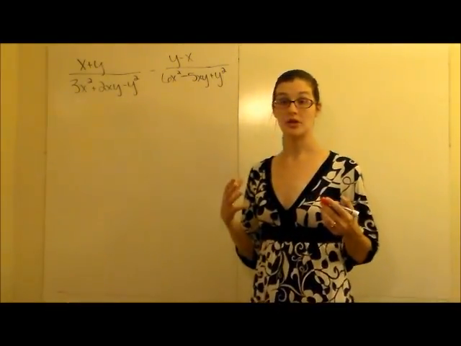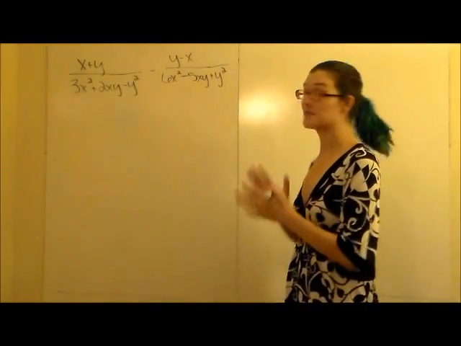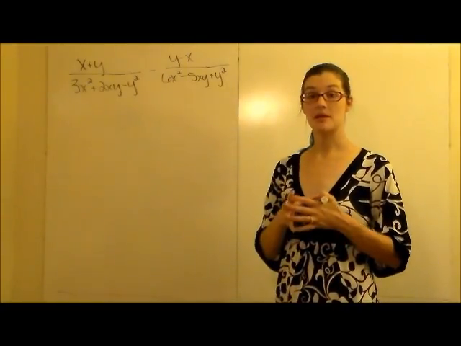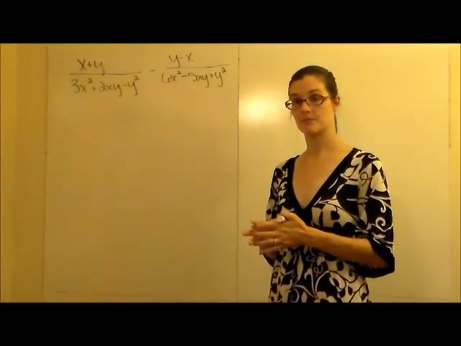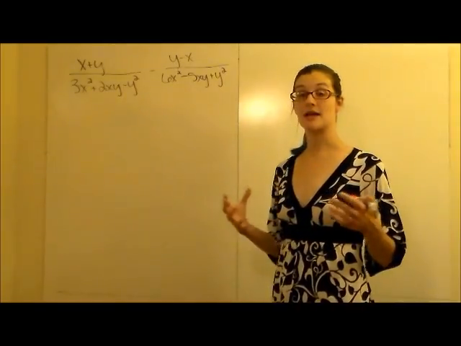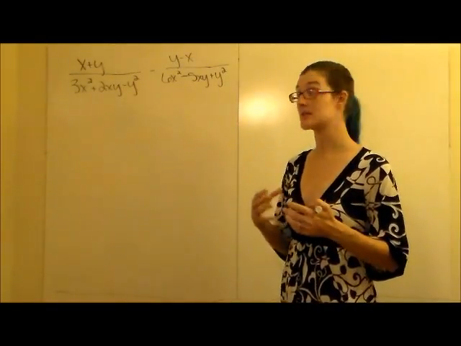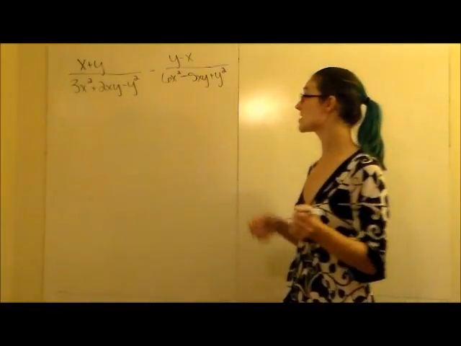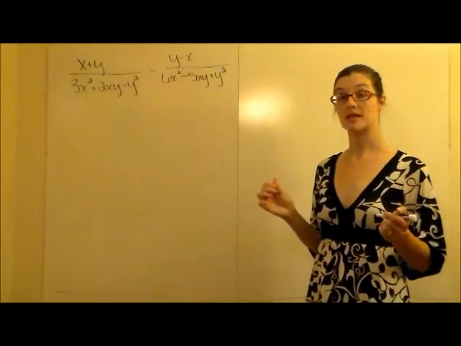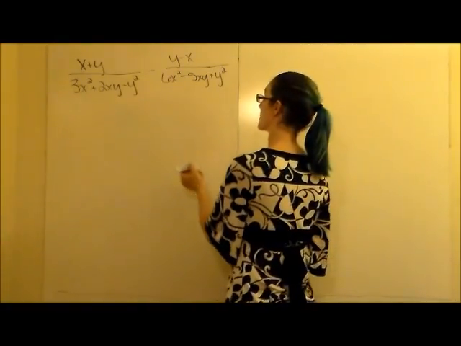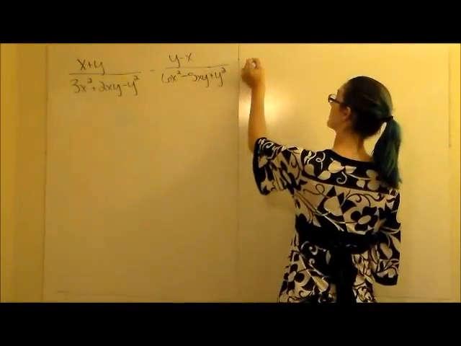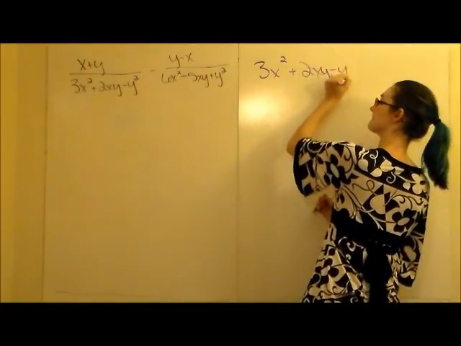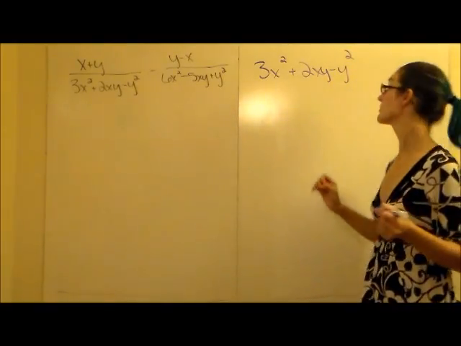So the first thing we're going to look at: we have two fractions that we're subtracting. In order to be able to combine them, the denominators have to be the same. So our first step is to find the least common denominator so that we can begin to make these denominators the same. In order to find the least common denominator, the first thing we need to do is start with factoring. So we're going to take each of our denominators and we're going to factor them out.